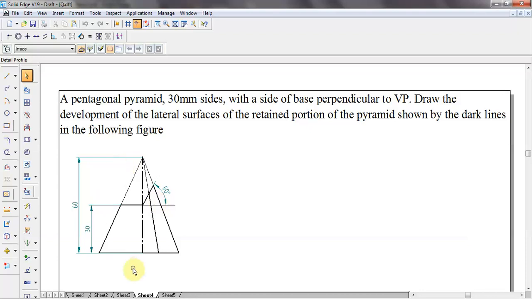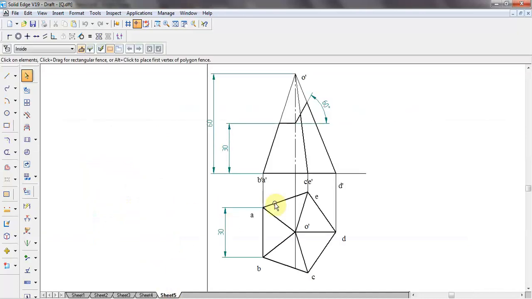This is the given question where the height of the pyramid is 60 mm and it is cut by two section planes, one perpendicular to VP and one other making an angle of 60 degrees with respect to VP. It's a pentagonal pyramid of side 30 mm where one of the base edges is perpendicular to VP. You have to redraw the same thing once again. So this is a figure where one of the sides is perpendicular to VP.